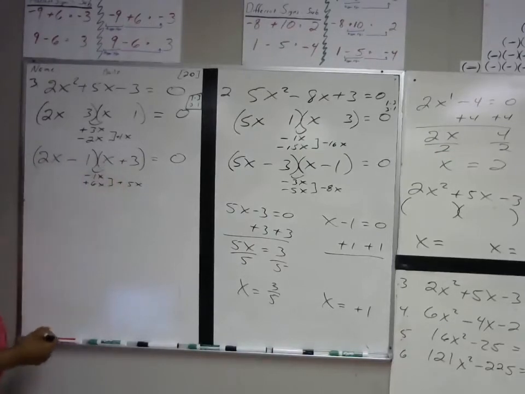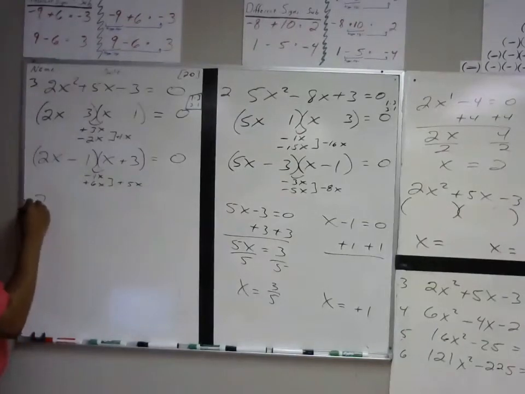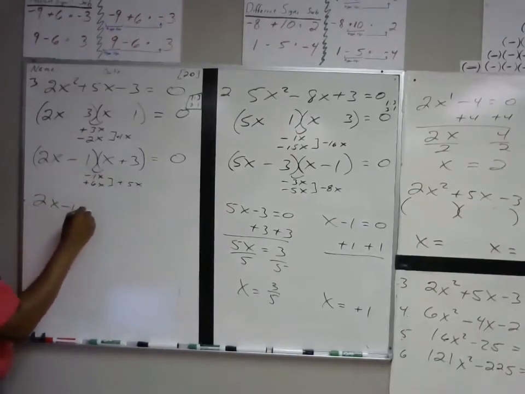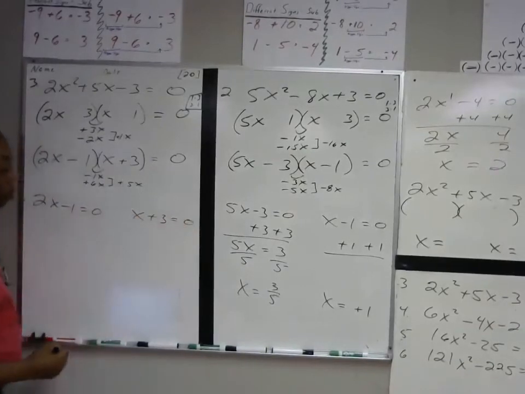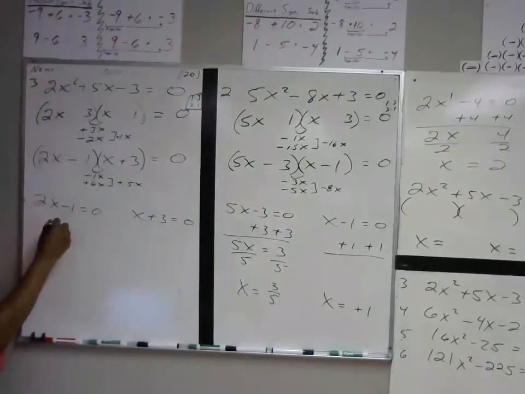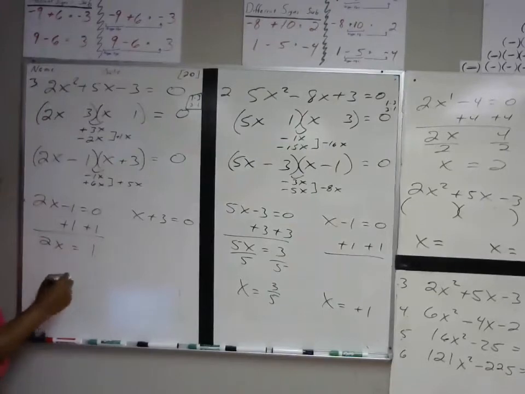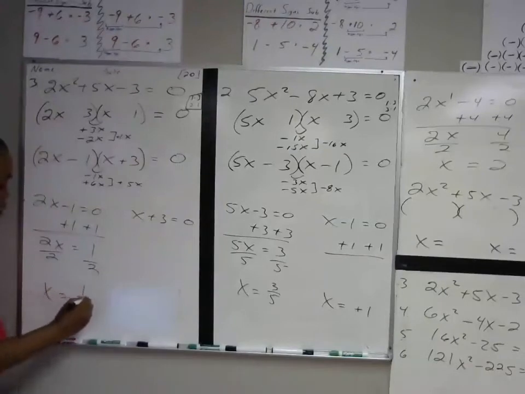So now I have my binomials. So let's go ahead and solve. We have 2x minus 1 set equal to 0, and we have x plus 3 set equal to 0. Solving the 2x minus 1 for 0, I add 1 to both sides. I end up with 2x equals 1. And then I divide by 2 on both sides. We finish up with x equals 1/2.